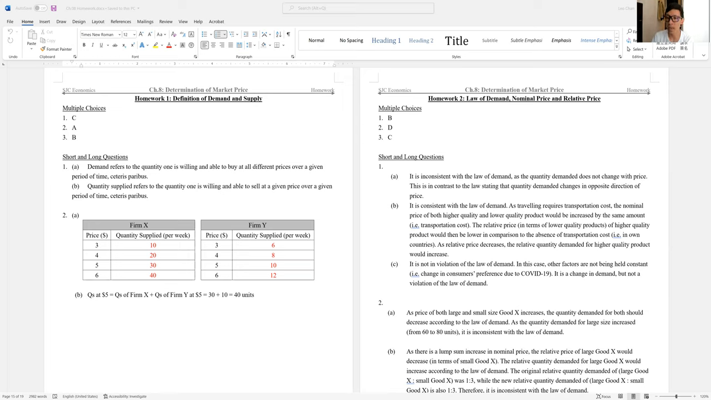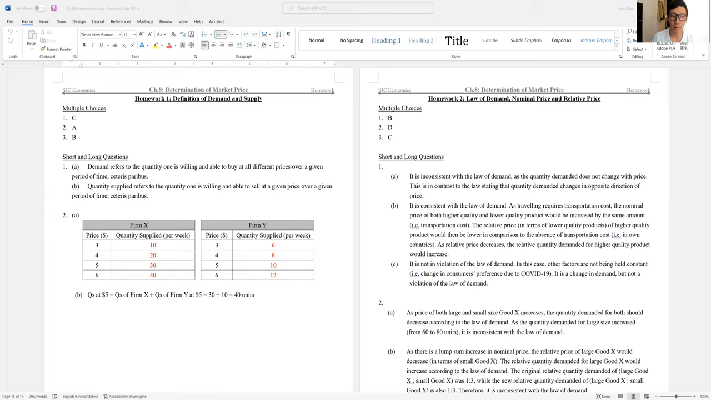Part 1, definition of demand and supply, which is the easy part. Now let's go to the MCs. Which of the following about demand is correct? First, it is the same as want. No, remember, we keep mentioning, demand equals want, that is true, but it needs to be supported by purchasing power. So in this sense, it is not exactly the same as wants.